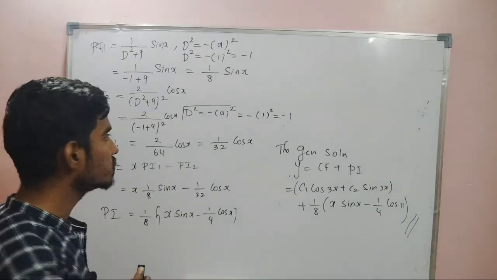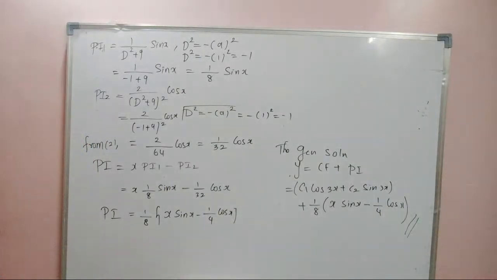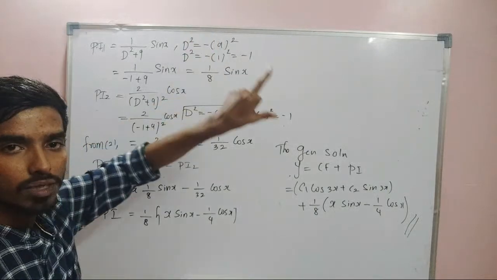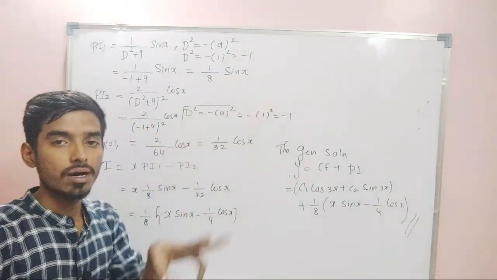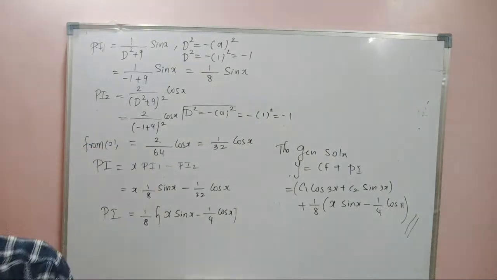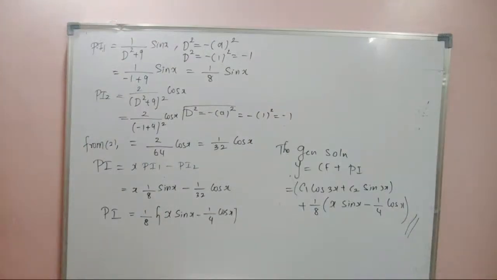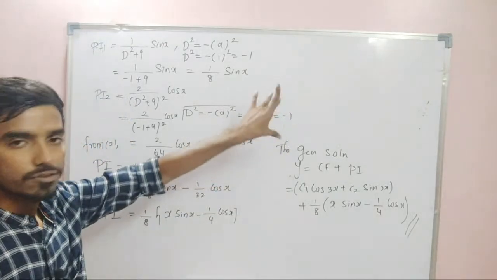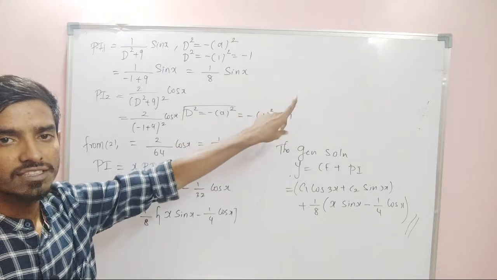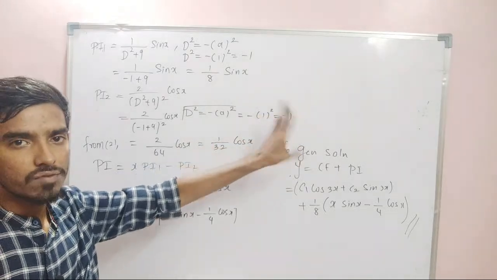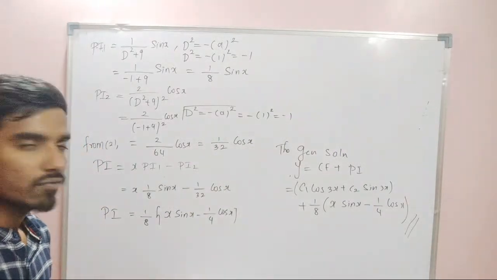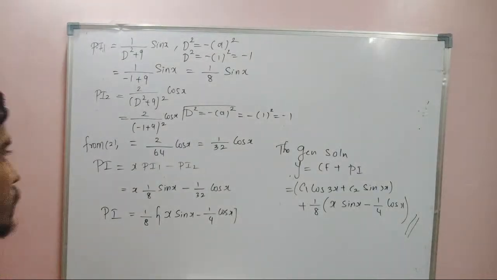Now what we will do is, we will do this in another method, right? So in the beginning of the video I have said we can find particular integral in two methods. One is by using the formula, that is 1 by f of d xv is equal to x into 1 by f of dv minus f dash of d divided by f of d whole square into v.